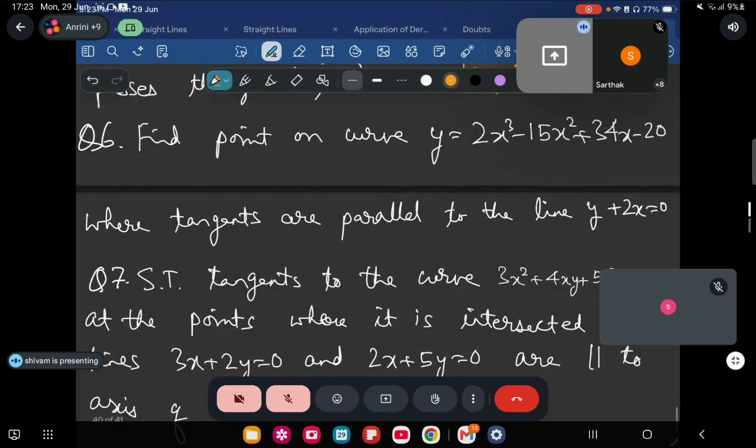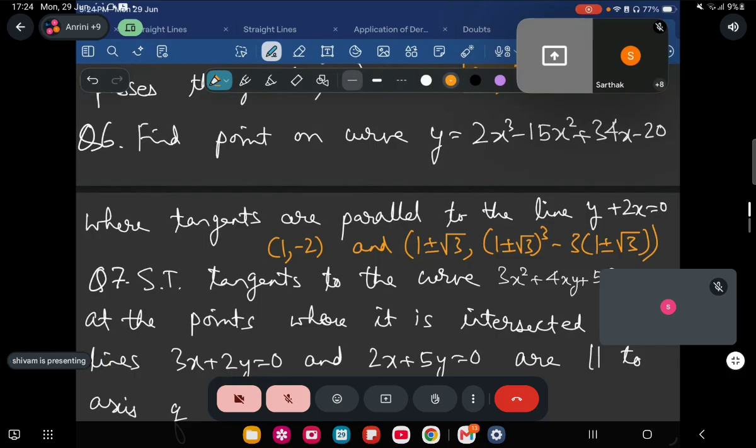Next, number 6. Find the point on the curve. Okay, so over here, the points are (1, -2). The second point is lengthy. There will be 3 points. One is (±√3, (1±√3)³ − 3(1±√3)). If you have any doubt, you can ask me. Tell me.